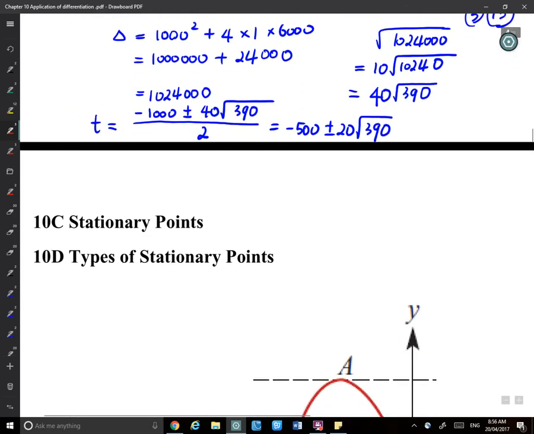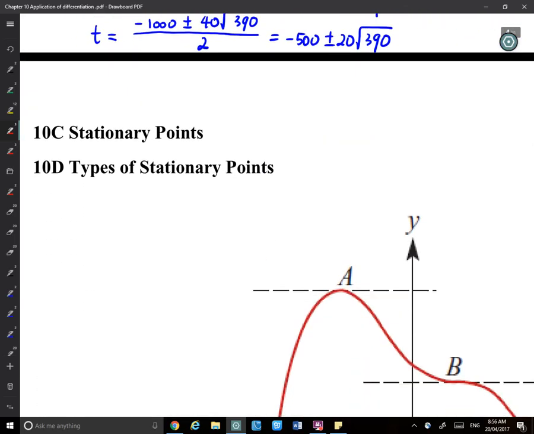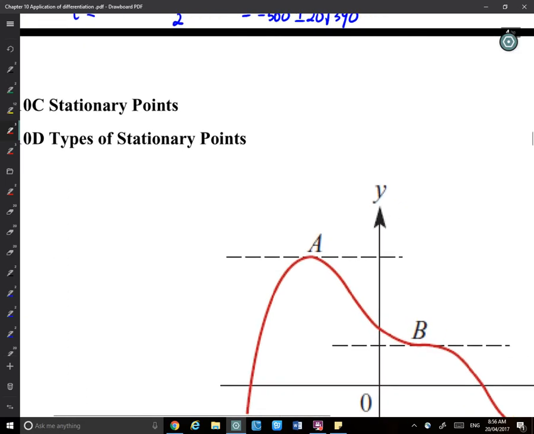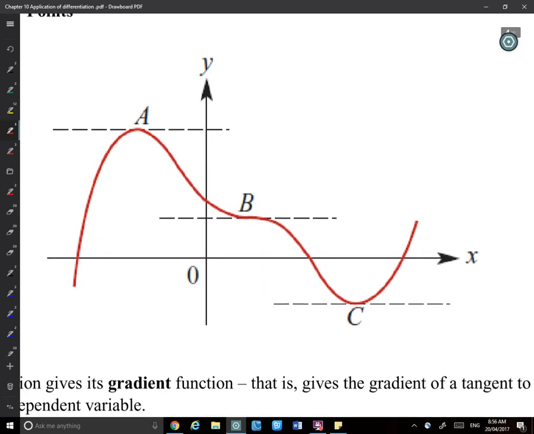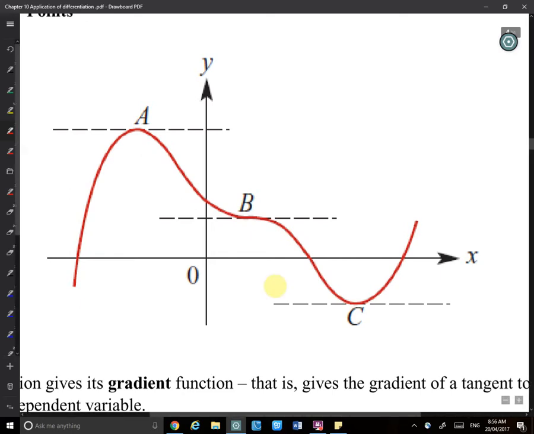Have a look at 10c. 10c and 10d we talk about together: stationary points and types of stationary points. So let's have a look at this graph. I want you to extend this graph for me a little bit longer. Let's say the endpoints are here and here. Just go above A, above this horizontal level. To where doesn't matter.